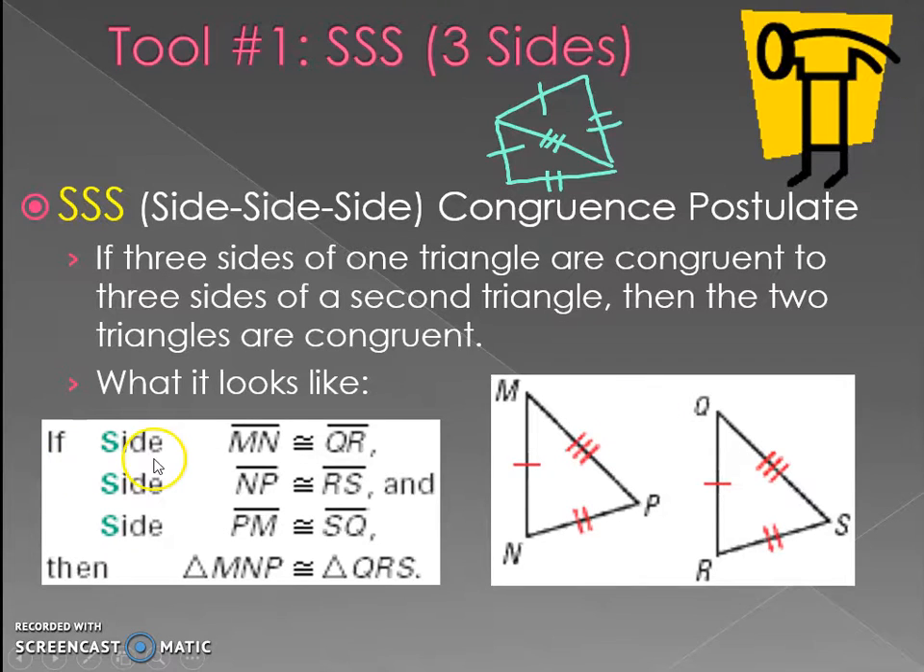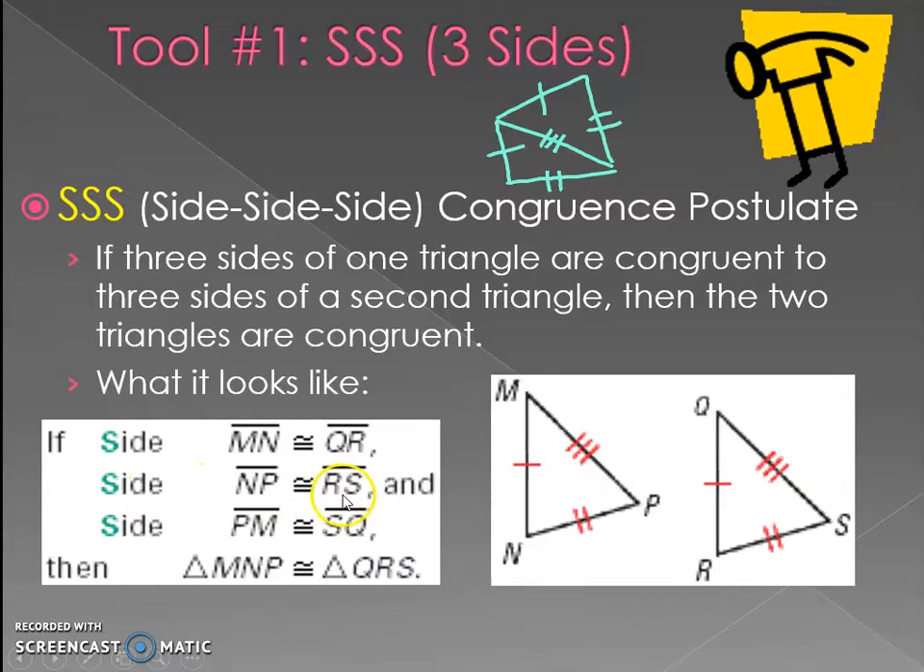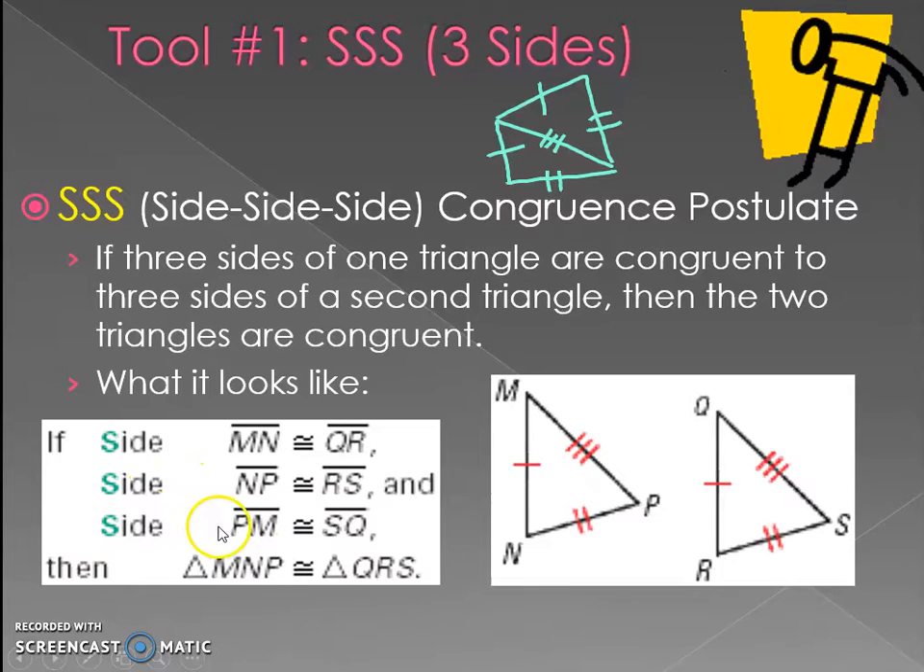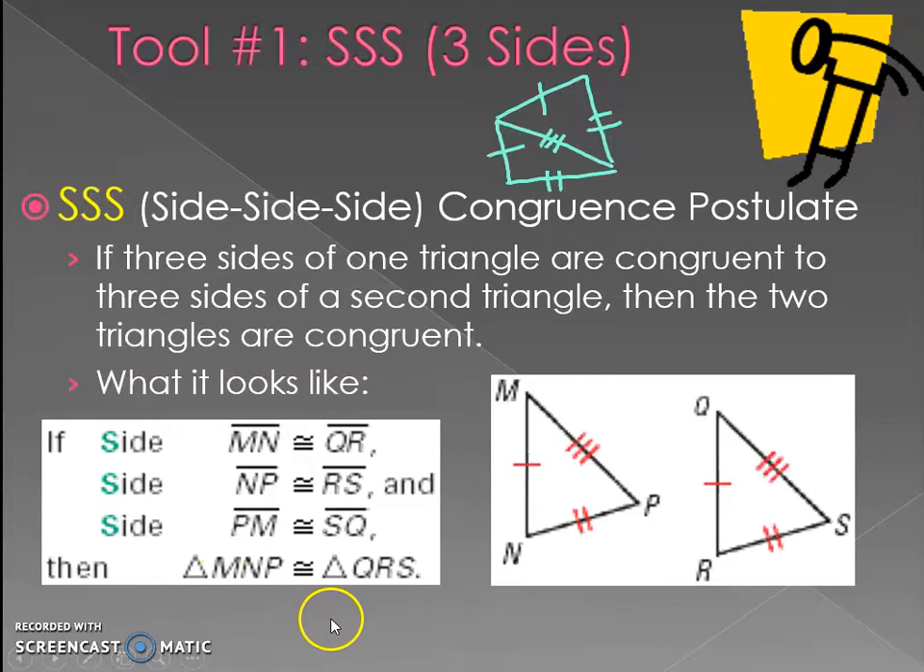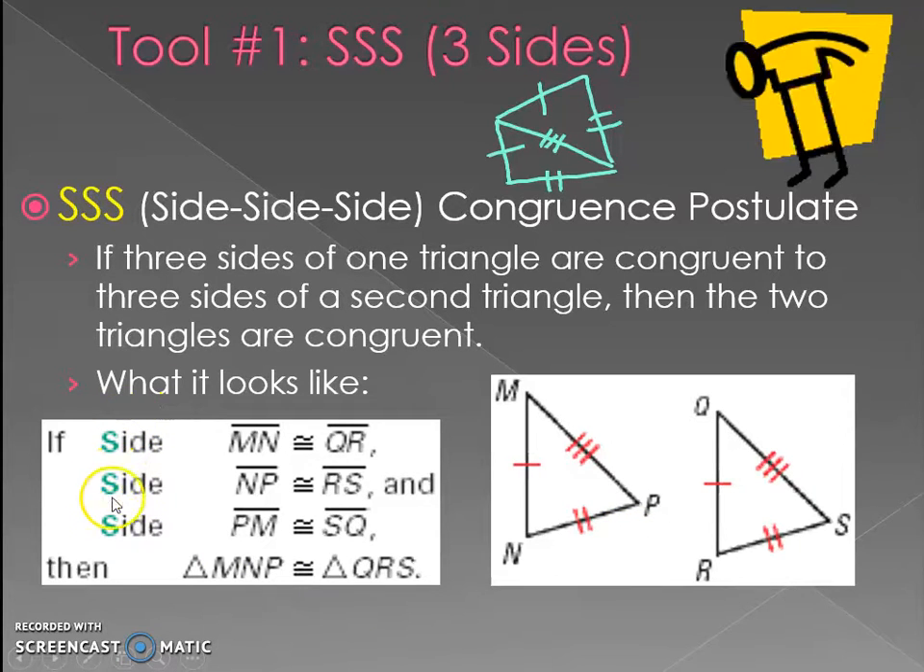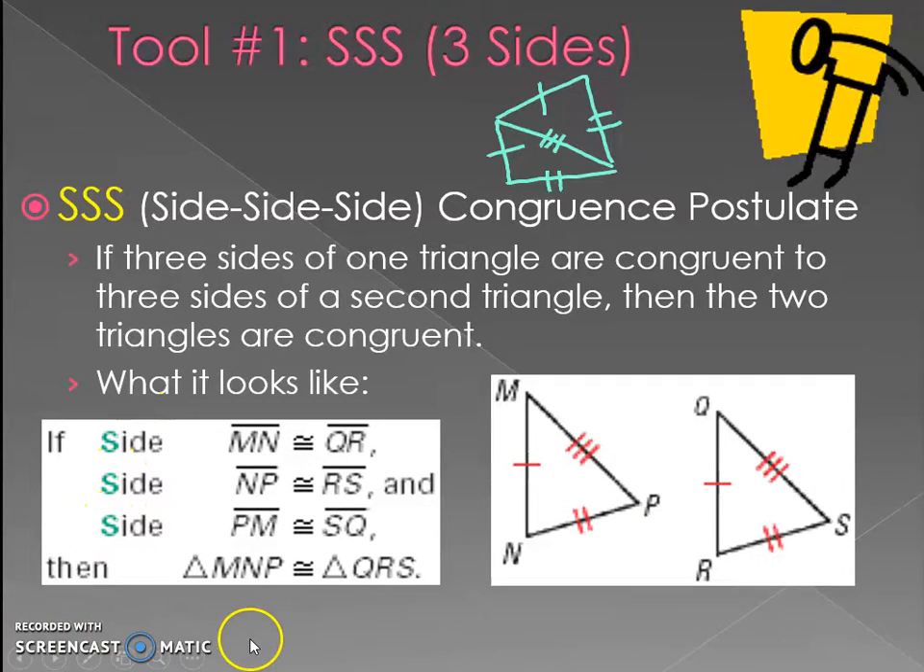So if side MN is congruent to QR, side NP is congruent to RS, and side PM is congruent to SQ, then you can conclude that triangle MNP, which is right here, is congruent to triangle QRS. This is called the SSS, side, side, side postulate.